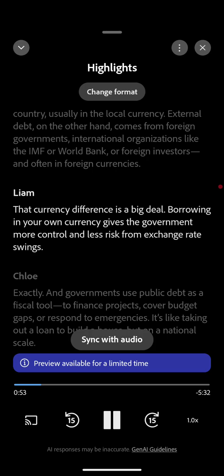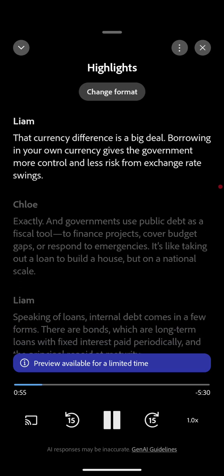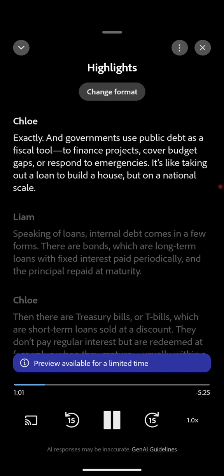That currency difference is a big deal. Borrowing in your own currency gives the government more control and less risk from exchange rate swings. Exactly. And governments use public debt as a fiscal tool to finance projects, cover budget gaps, or respond to emergencies. It's like taking out a loan to build a house, but on a national scale.